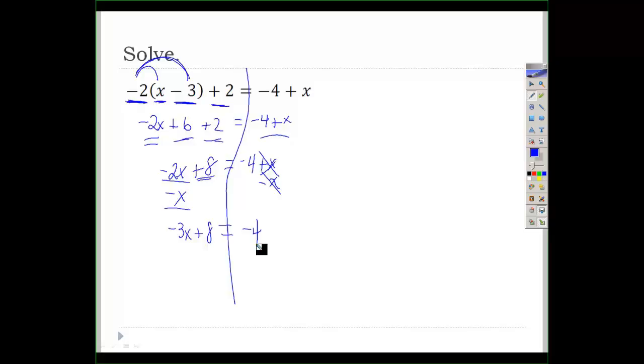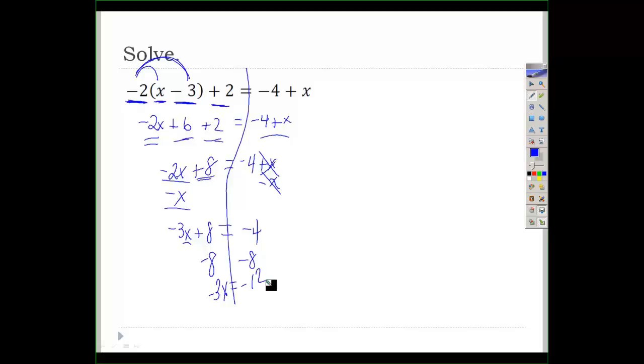I can continue to solve. When you got a two-step equation like this, remember you're always adding or subtracting first, multiplying or dividing second. I'm going for x on one side and everything else on the other, so I need to get rid of this positive 8 and this negative 3 times x. Add or subtract first, I'm going to minus 8 from both sides. Negative 3x equals negative 12. I've almost solved for x.